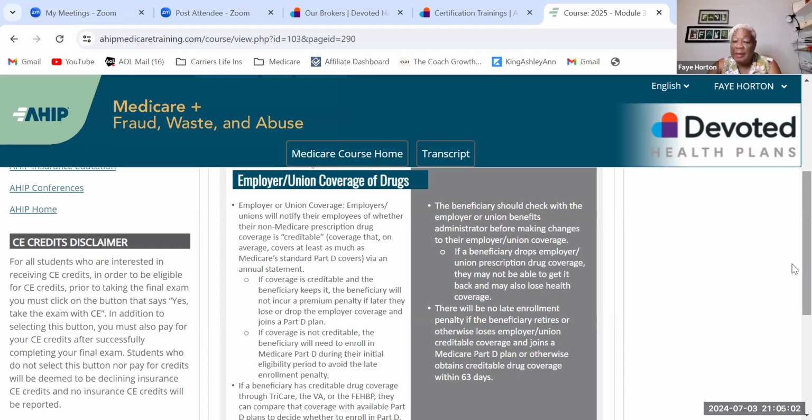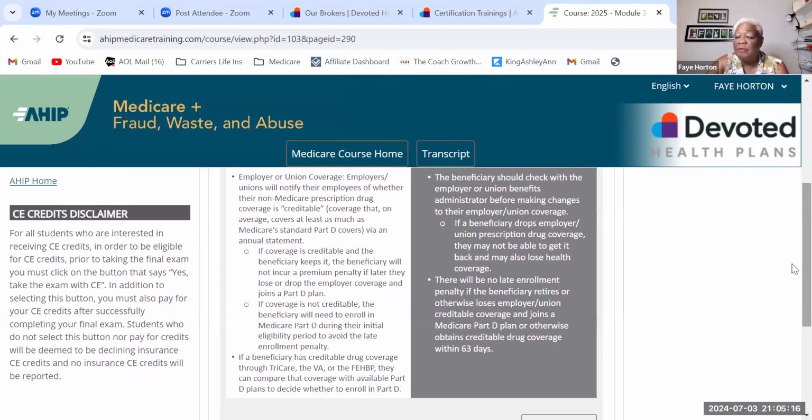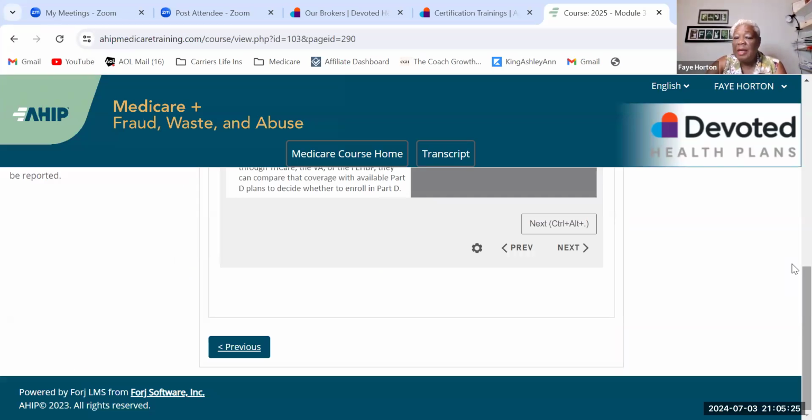The beneficiary should check with the employer or union benefits administrator before making changes to their employer or union plan. If a beneficiary drops employer union prescription drug coverage, they may not be able to get it back and may also lose health coverage. There will be no late enrollment penalty if the beneficiary retires or otherwise loses employer union credible coverage and joins a Medicare Part D plan.